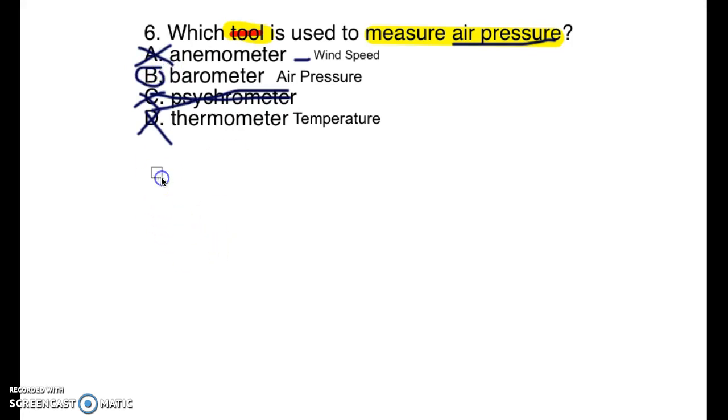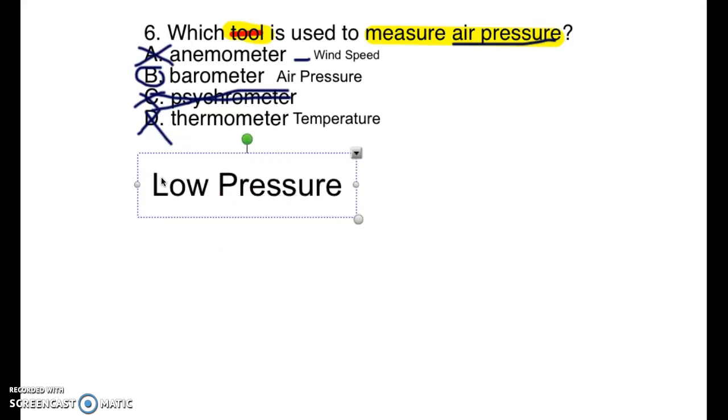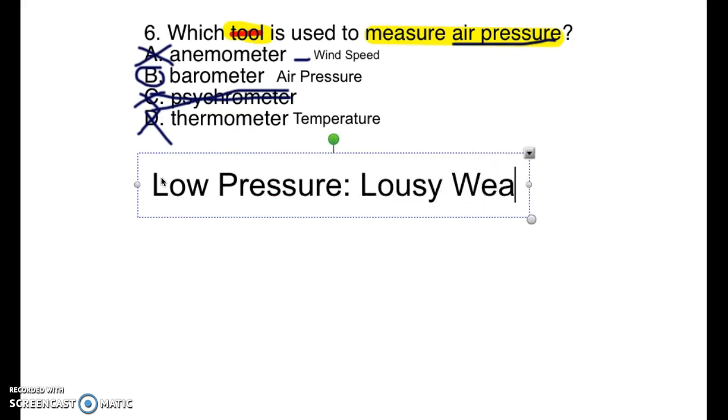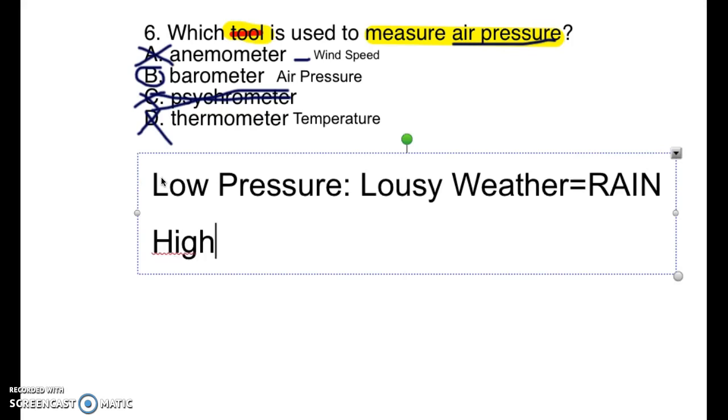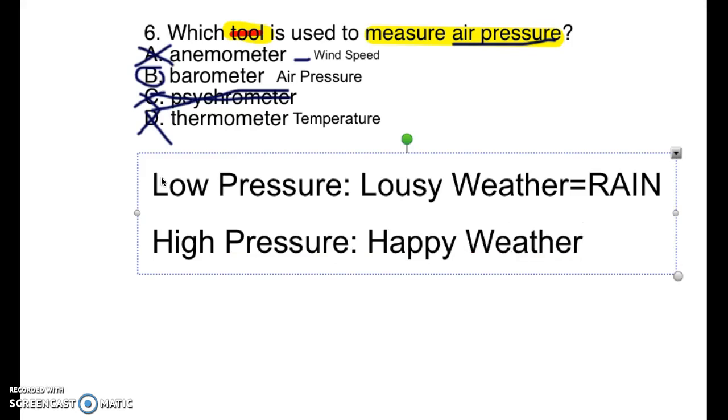One thing that I remember is low pressure is lousy, if Mr. Bullens can spell, weather, which equals rain. High pressure is happy weather, and it's going to equal sunny skies.